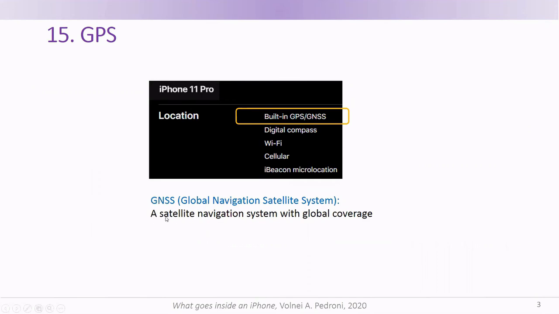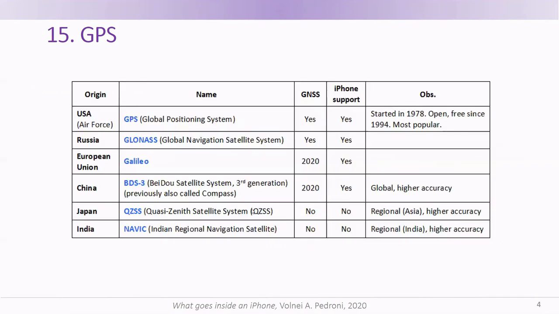GNSS is any satellite navigation system with global coverage. There are 4 of such systems in the world. Here they are: GPS from the USA, another from Russia, one from the European Union, and finally one from China. All 4 are supported by the iPhone, and these 2 are still being completed. And there are also 2 regional systems from Japan and India, which have the advantage of being more accurate.